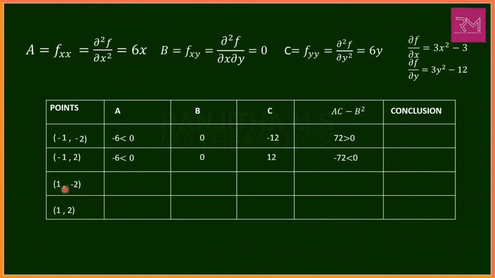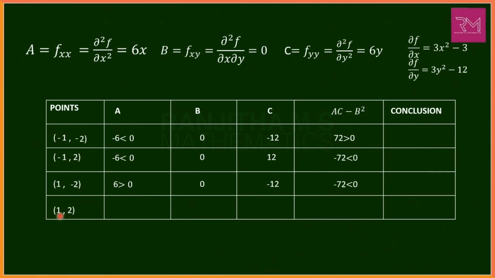In a similar way, we have to substitute the x value as 1 and the y value as minus 2. We get the A value as 6, the B value as 0, the C value as minus 12, and the AC minus B square value as 6 into minus 12, which is minus 72, which is less than 0.